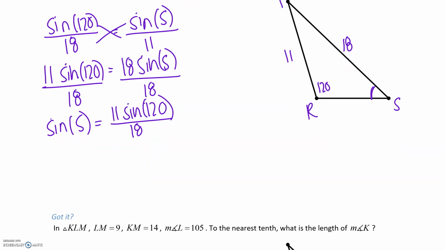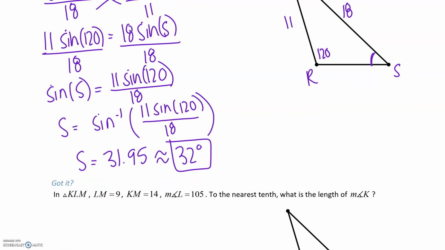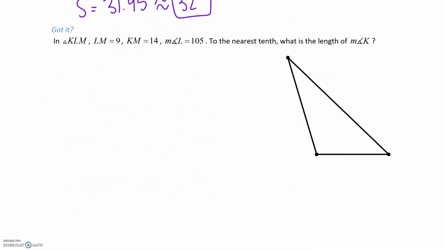So we learned from last class that if we want to find the angle within the sine, we're going to have S equals the inverse sine of 11 sine 120 over 18. So when we get that, that means that S equals 31.95, which is about 32 degrees. Okay. You can go ahead and try this one.